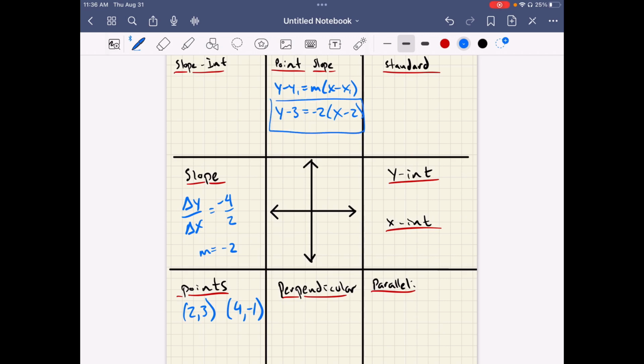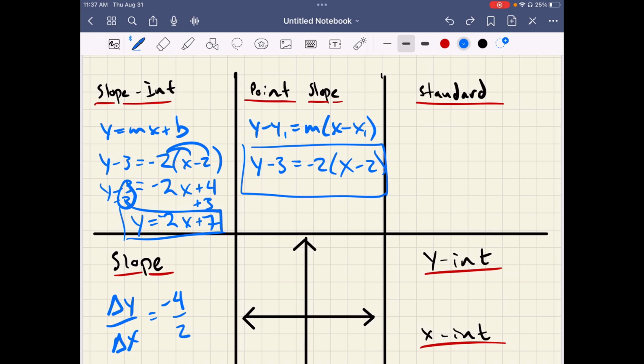Okay, now what if they want it in slope intercept form, which is y equals mx plus b? All I'm going to do is take my point slope form and rearrange it a little bit. I distribute the -2 and get -2x plus 4. Then y minus 3, plus 3 plus 3, that's a 0. And then I have y equals -2x plus 7. And now I have my slope intercept form.